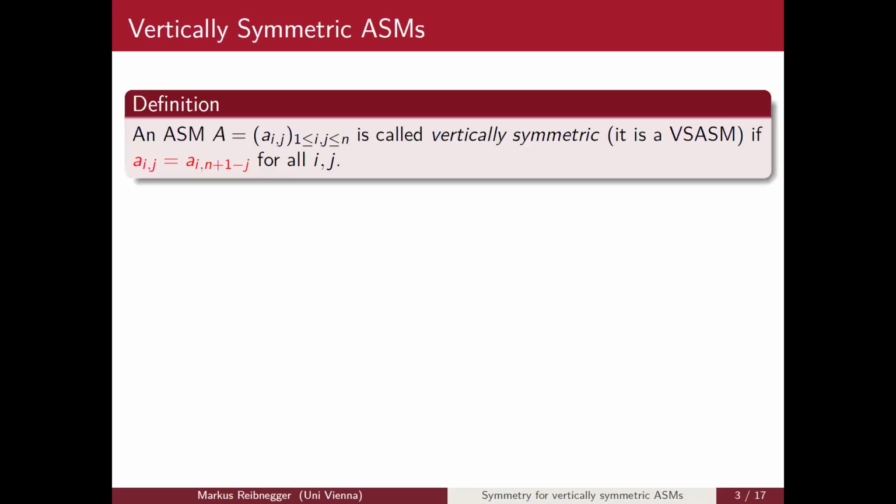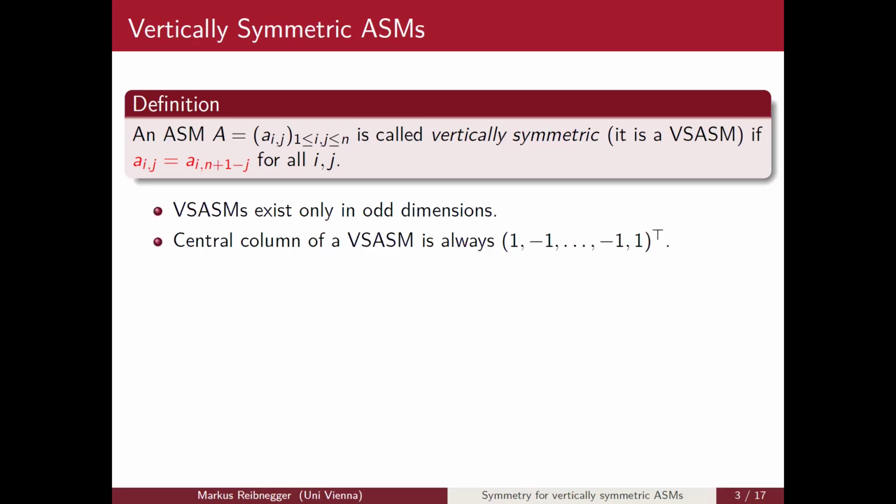Okay, so I don't need to define what an ASM is, but just for clarity, I define what a vertically symmetric ASM is. So it's just an alternating sign matrix that is symmetric upon reflection by the vertical symmetry axis. Some thought will reveal that these can only exist in odd dimensions, and the central column of a vertically symmetric ASM is always fixed. So it has no zero entries, it's just 1, minus 1, 1, minus 1 alternating.